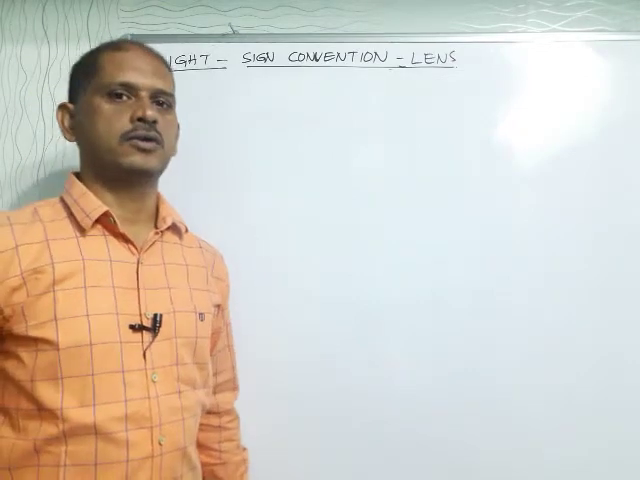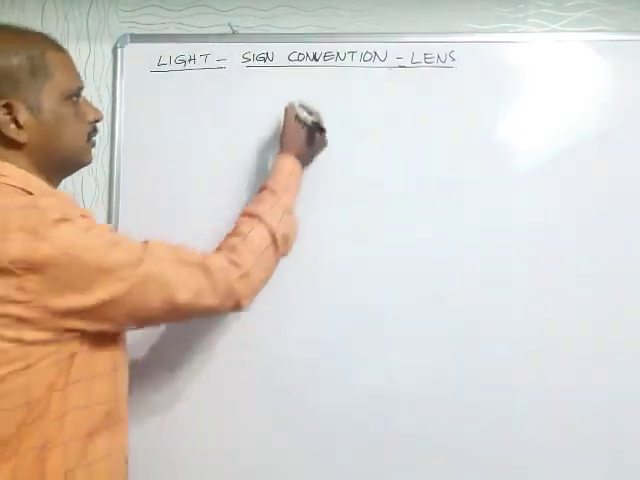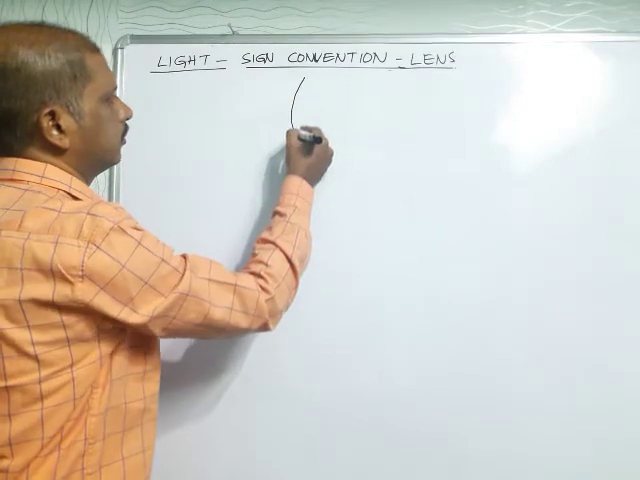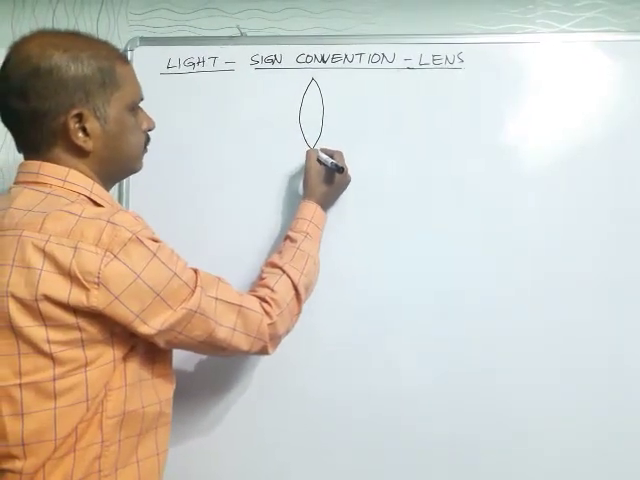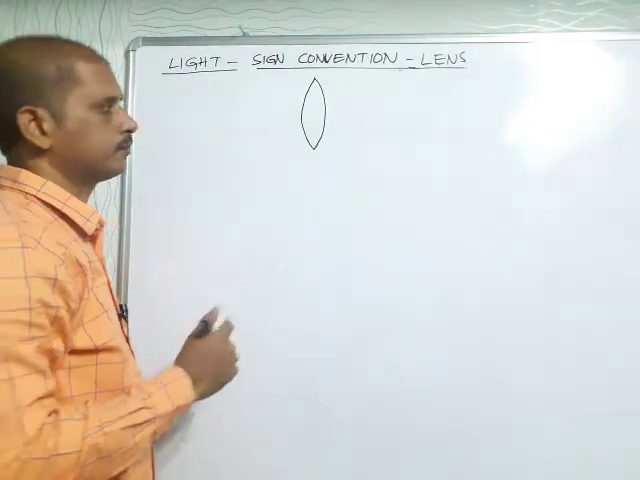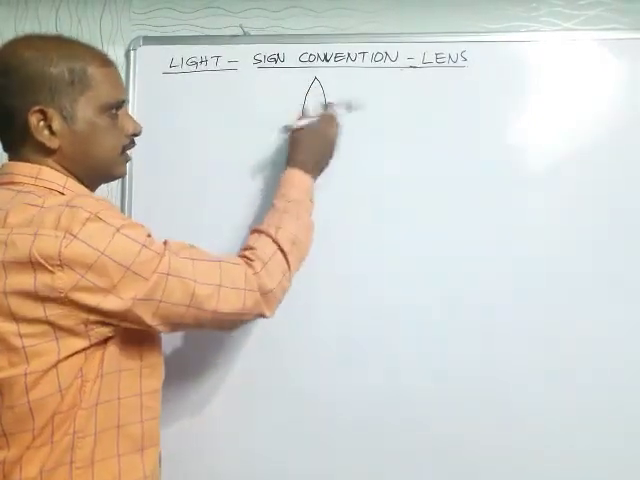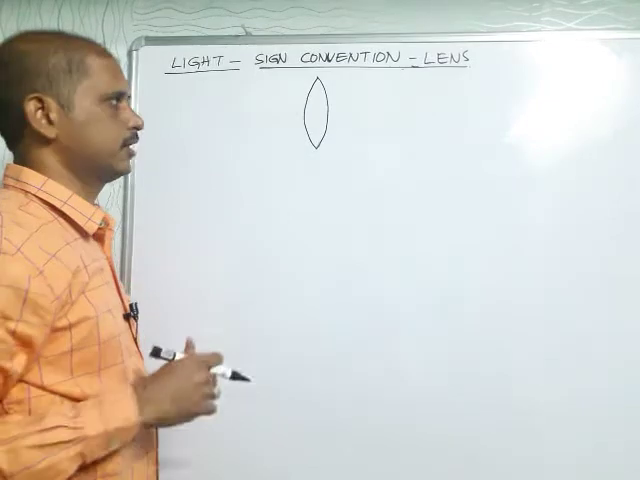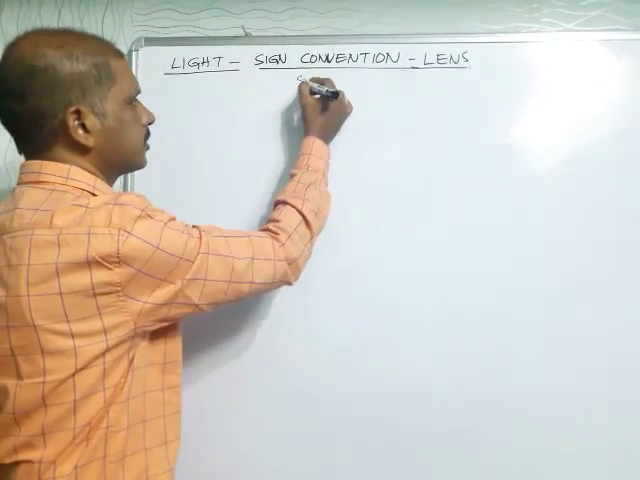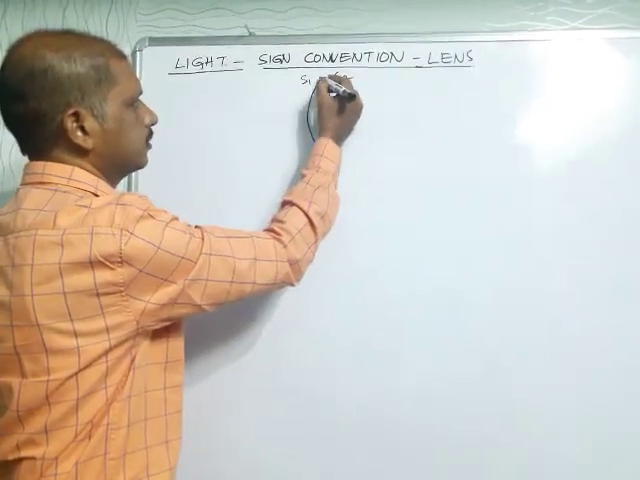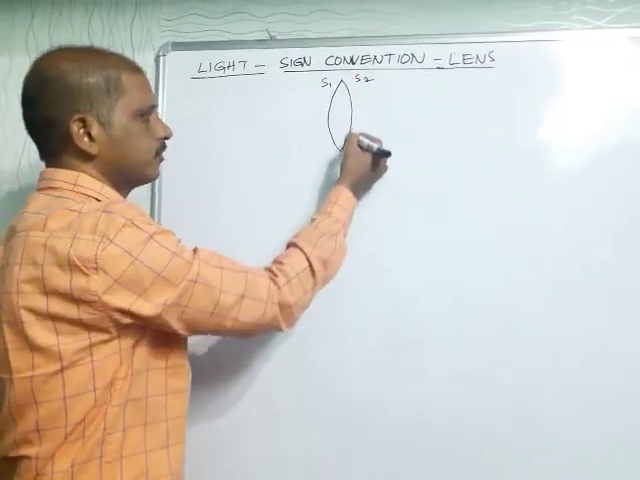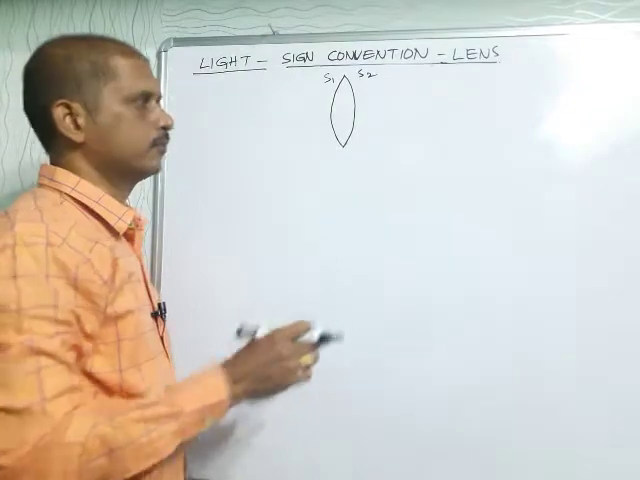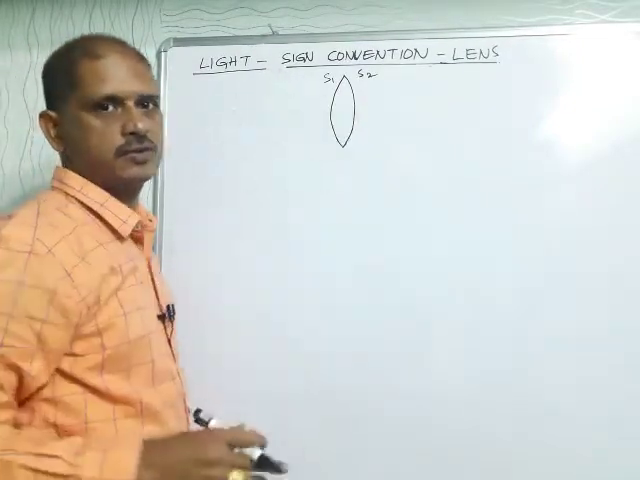So here, to take the sign convention, just remember the lens. A lens is having two refracting surfaces. So this is actually, we can call it as double convex lens. So it is having two surfaces, S1 and S2. S1 is this surface I am taking. S2 is this surface. Any one you can take, no problem. This side S1, this side S2 also you can take.